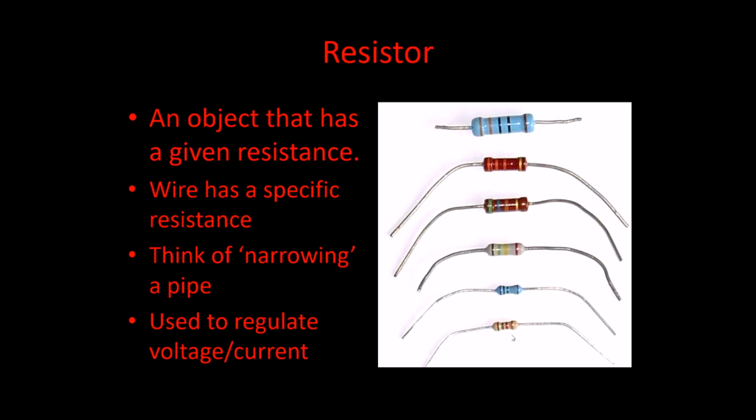But any object has some kind of electrical resistance, and you can think of that as a sort of narrowing of the pipe if you're looking at a water system. And we can use them to regulate voltage, regulate current, and we're going to do a lot of calculations of this later on. And that's how we really control all of our electrical systems in the world, by changing the resistance of the system.